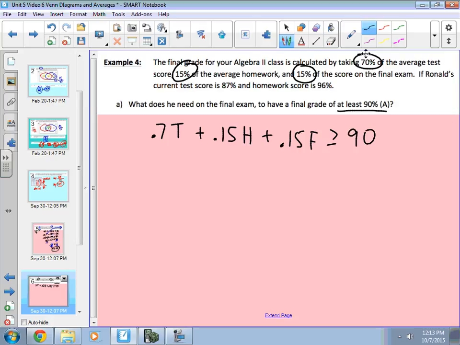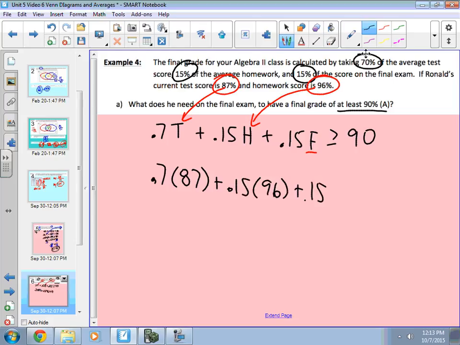Okay, so now we've got to put in all the things that they got here. For test, this person got an 87. For homework, they got 96. We do want to know what they get on that final. So now we plug in the information and see what we get. We have 0.7 of 87 plus 0.15 of 96 plus 0.15 F. Is that greater than or equal to 90? If you solve this one out, now we should get to where we need.